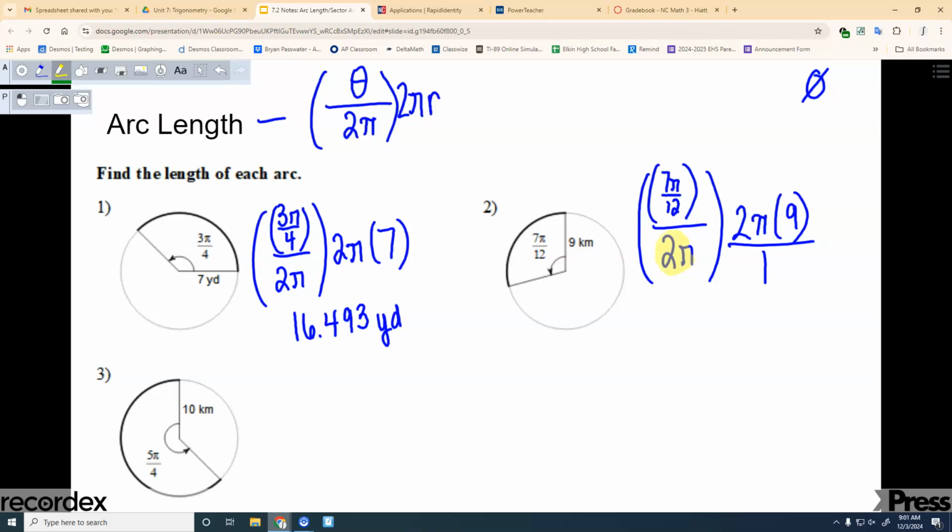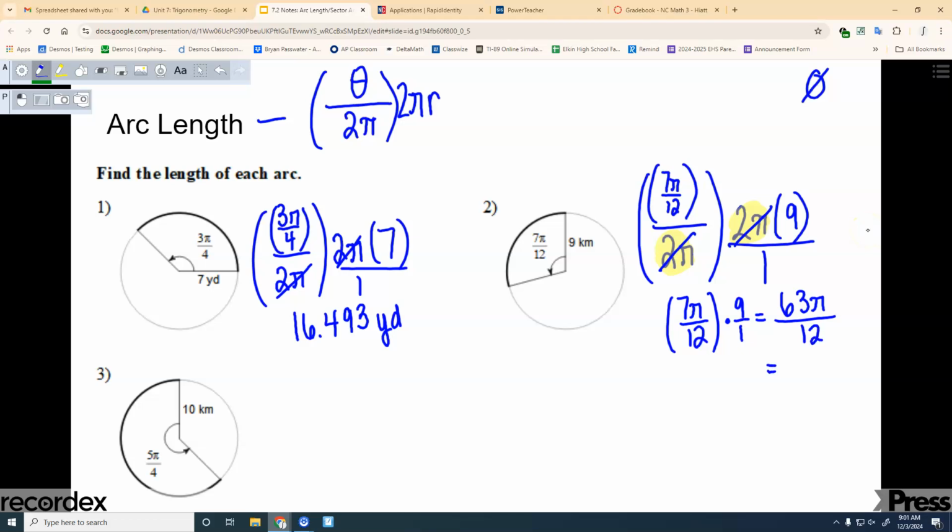I've got a 2 pi right here in the bottom of the fraction and a 2 pi right here in the top of the fraction. What's going to happen with those? They cancel out. And it happens every time they cancel out, right? It would have happened over here if we tried to do that by hand also. So really all you end up with is 7 pi over 12 times 9 over 1. And then if you multiply those together, you're going to get 63 pi over 12.